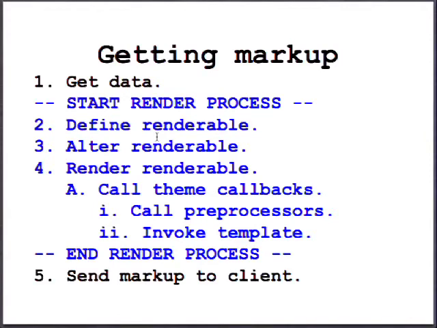I just want to show a sample implementation of what this might be. So here's basically our render process. This hasn't changed. This is what a website is. We get our data. We define a renderable. We alter the renderable if we need to. That's our hook node view and hook page alter and things like that. And then we render the renderable, which we're going to call theme callbacks. We're going to call preprocessors. We're going to call formatters, which are actually just theme callbacks, and then invoke a template. And by that point, we have a bunch of markup, and then we send the markup to whatever client we need through whatever delivery mechanism.